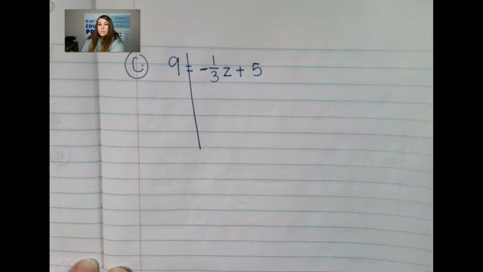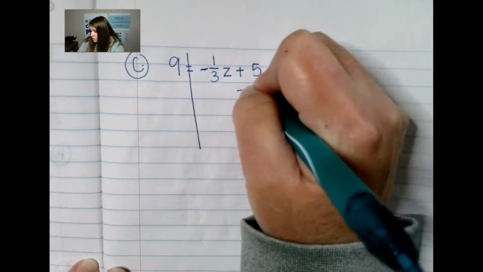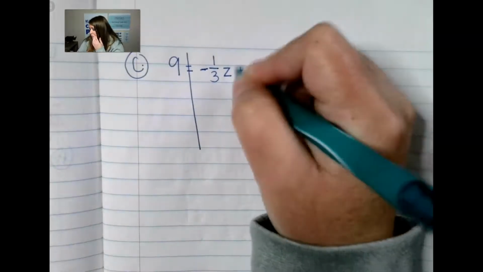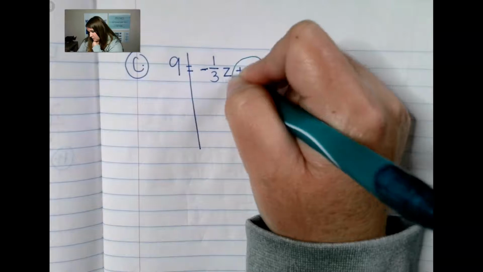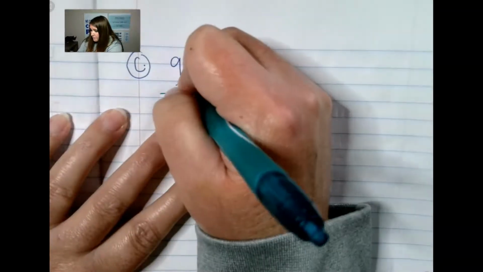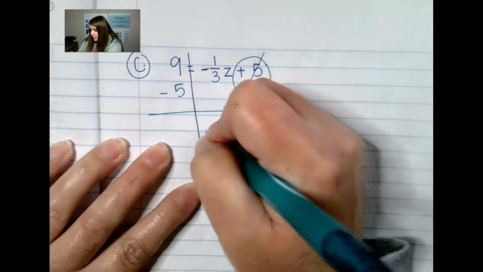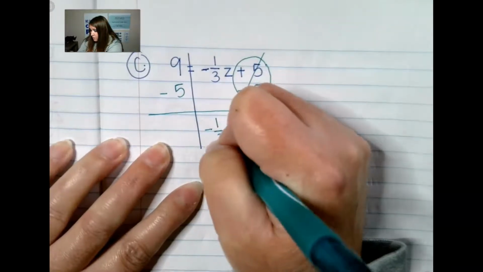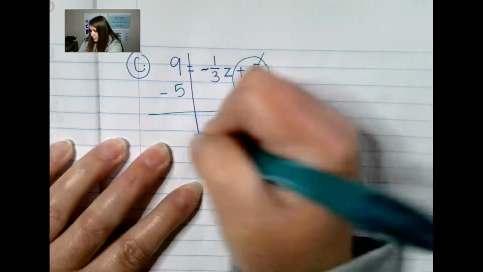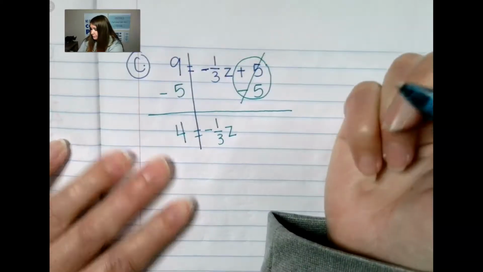Okay, again, we do the opposite to get rid of addition or subtraction first. So because this one is adding, we're going to subtract. I wish that this was a problem that started with subtraction because we've already done those, but that's okay. We're going to minus 5 on this side. Now I have nothing, but I do have negative 1/3 z equaling 9 minus 5, which is 4.